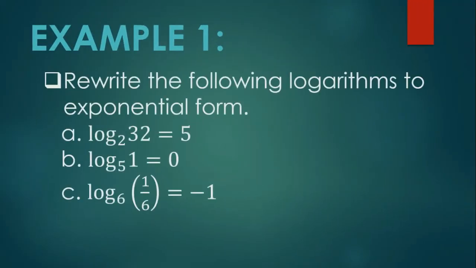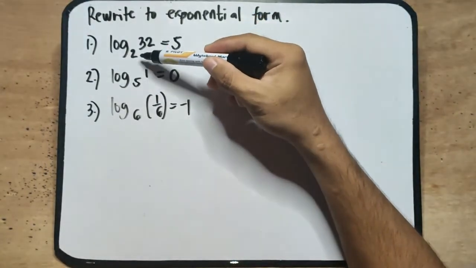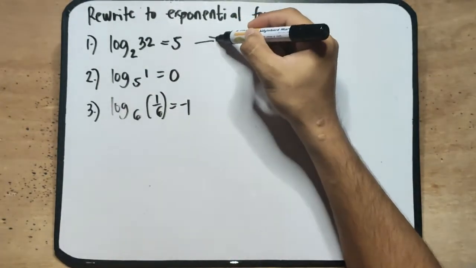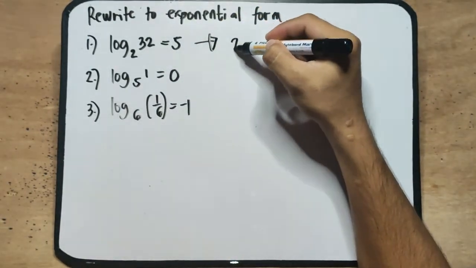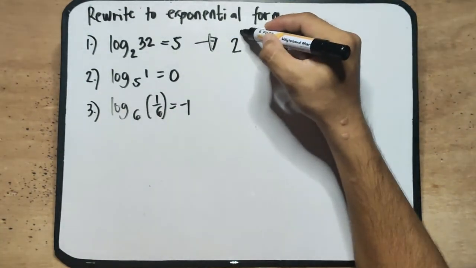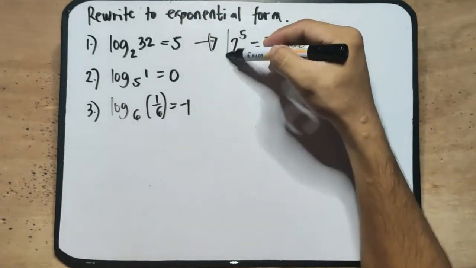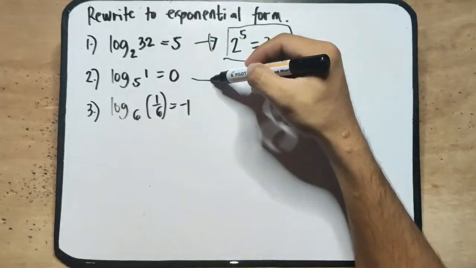Okay, example, we write the following logarithms to exponential form. For the solution, watch this video. In this example, we rewrite the following logarithmic expressions to its equivalent exponential form. So, example 1, item number 1, we have the log base 2 of 32 is equal to 5. So, this can be written as first the base, then the right side of the equal symbol is the exponent, and then this one is the answer. So, this is our exponential form for item 1.